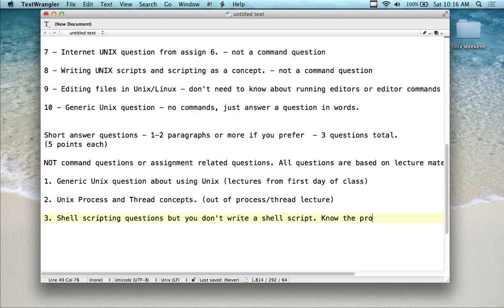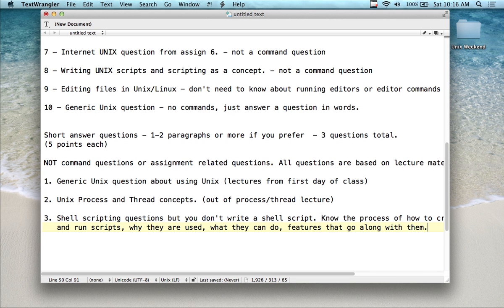But it's not that question. It's a different question. Know the process of how to create and run scripts, why they are used, what they can do, features that go along with them.